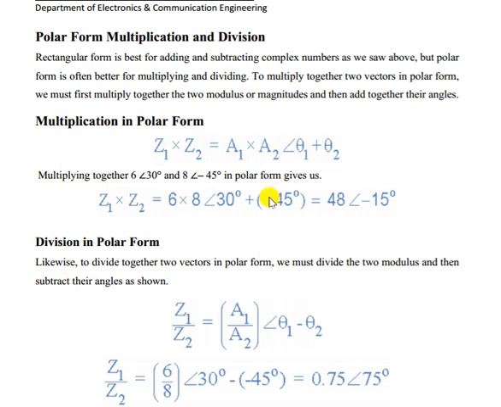If it does not have this plus minus sign, we have to add these two. If we have minus here, so minus 30 plus 45 or minus 30 minus 45, that depends on the value of theta 1 and theta 2. The main point is we have to add the angles and multiply the magnitude values.